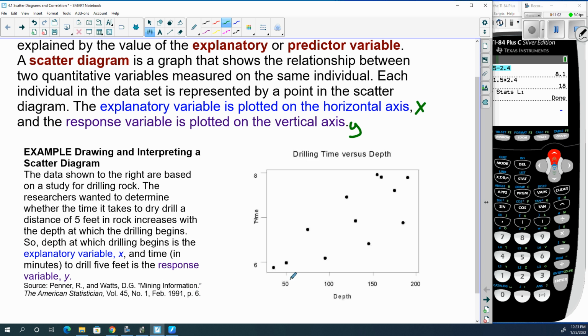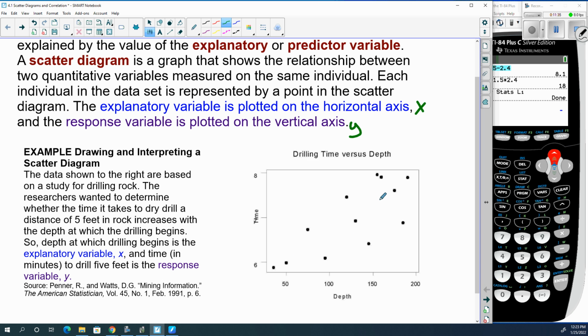Okay, so from here we can see, when you start drilling at a depth of 50, it took them, it doesn't tell us if this is in minutes, I'm just going to pretend that's time in minutes. So if you started at a depth of 50, it took a little more than 6 minutes to drill 5 feet. When they started at a depth of close to 100, it took maybe 6 point something. Somewhere between 50 and 100, it took closer to 7 minutes.